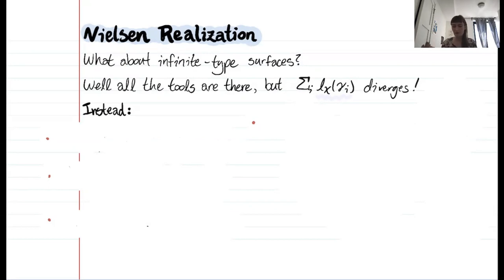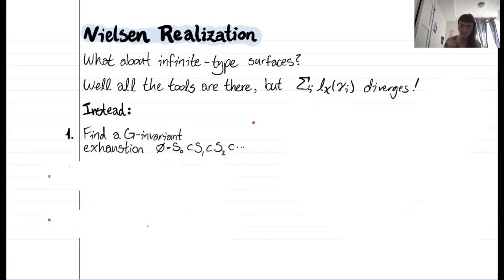If you have thoughts about maybe how to weight these curves cleverly or something to get this sum to converge, please talk to me about it. I would love to prove Nielsen realization using Kerckhoff's proof. I think that would be really fun. Okay, so what do we do instead?